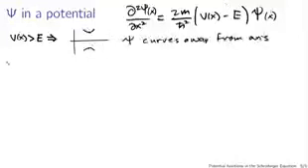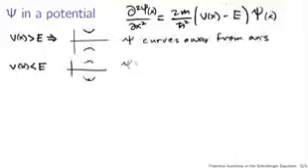On the other hand, if V of x is less than the energy, this quantity will be negative, and we get the opposite behavior. If psi is up here, positive, it's multiplied by a negative number, and the second derivative is negative, you get something that curves downwards. If psi is on the other side of the axis, it curves upwards. Psi curves toward the axis.